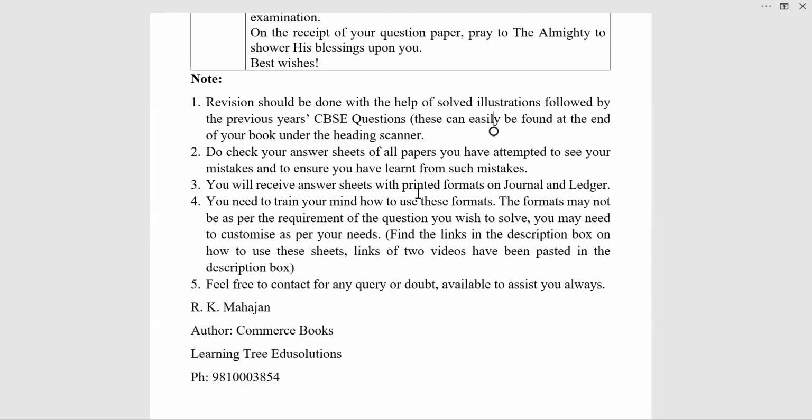Next, in this accountancy paper, you are going to receive printed answer sheets. In these printed answer sheets, you will see some format for the journal, some 10 pages, and you will also see some number of printed sheets for the ledger. Now, what you need to do is train your mind on how you will use the printed answer sheet. For this purpose, I'm going to share the links of 2 videos in the description box. You can watch these videos, and the expert will tell you how you can use the printed sheets. In the printed answer sheet, you may need to customize as per the requirement of the question.